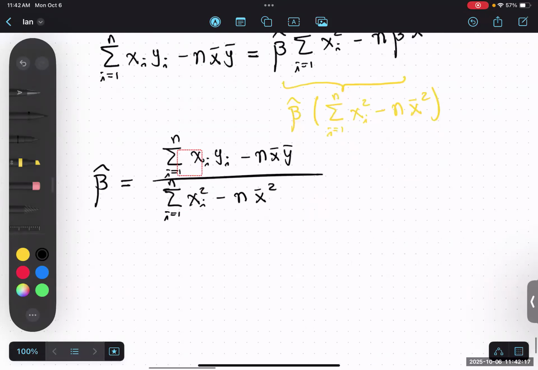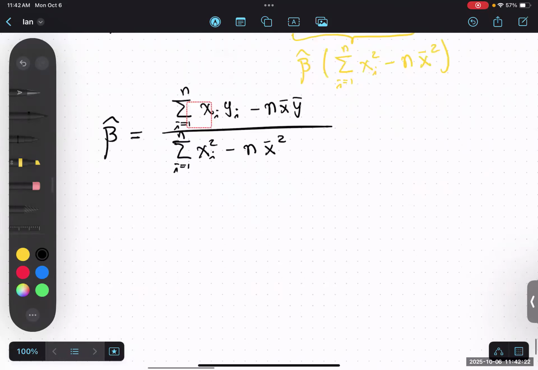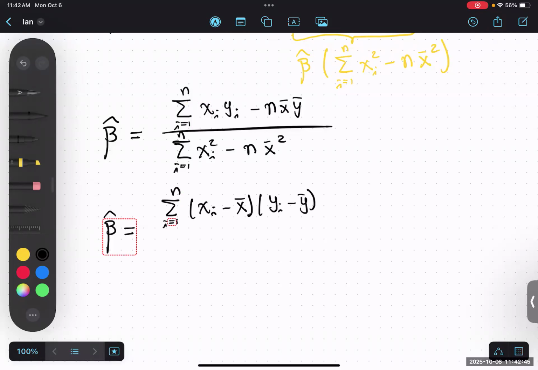And the trick here is, because this is not exactly the same as the expression that I showed you before, no? But it should be easy to see that the numerator is equal to the sum of the product of the xi minus x bar and the yi minus y bar. And the denominator is in fact the sum of the xi's minus x bar, but everything squared.